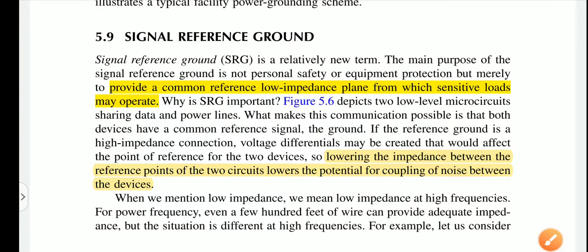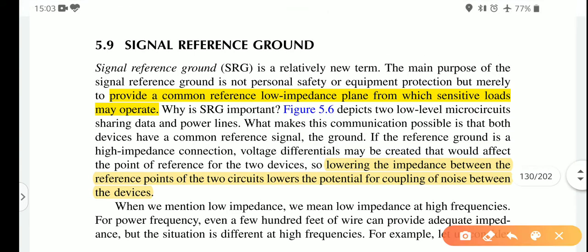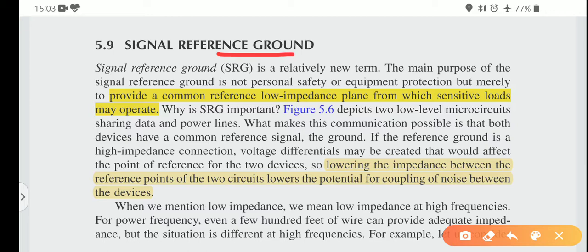Hello friends, today we learn the topic about signal reference ground. In signal reference ground, it is mainly read out as SIG. It is signal reference ground, but most people speak it as single reference ground. So just take care of this. It is nothing but the signal reference ground.